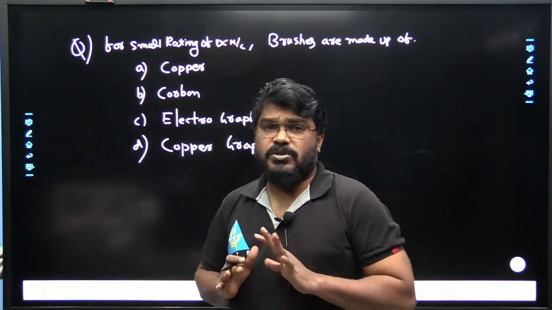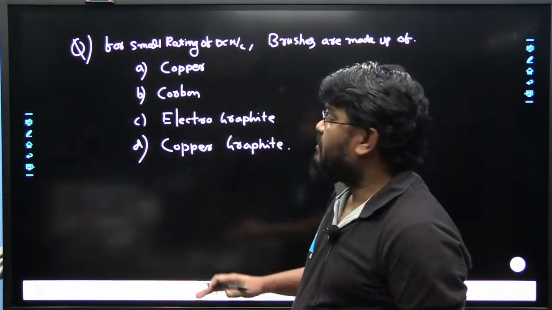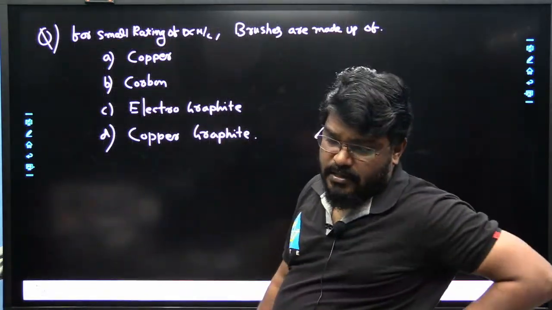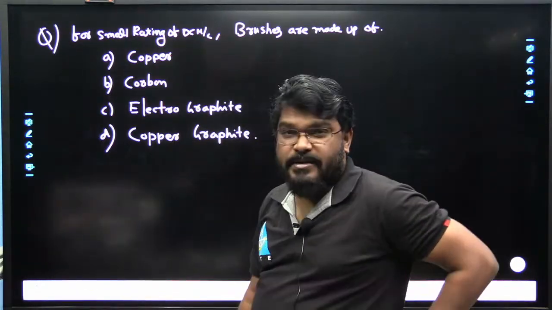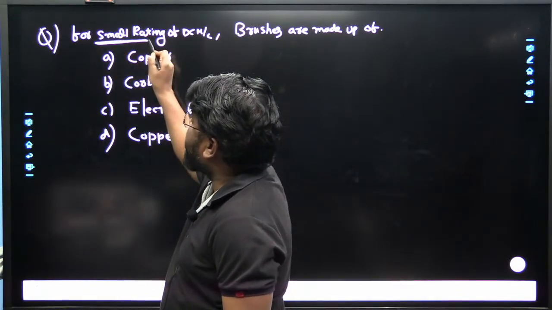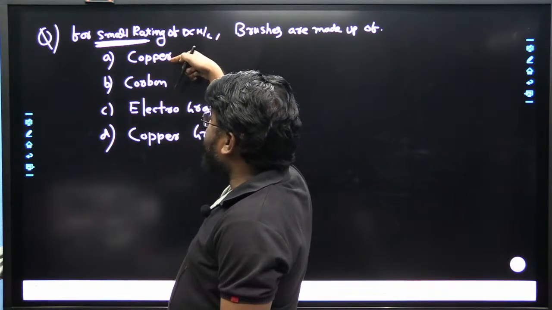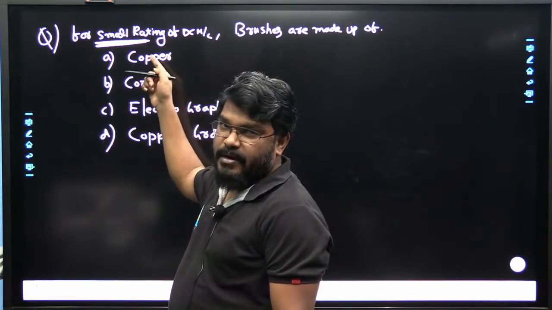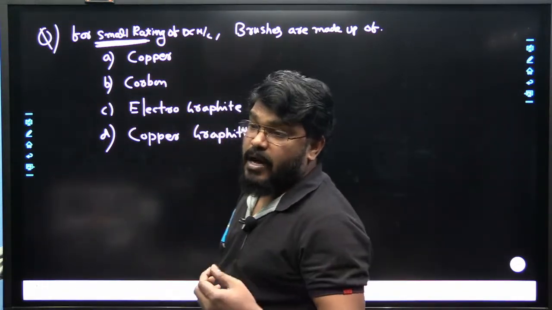All are one mark questions and very important from a theoretical point of view. Copper or carbon, electrographite or copper graphite, what is the answer? Here it is mentioned that the rating is small rating of the machine. I have already given that for small rating, copper or carbon are the two options. Copper also given, carbon also given. But how will you answer this question?